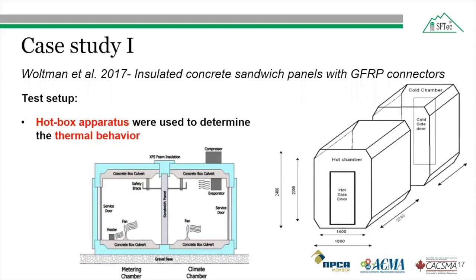Both chambers were made of precast concrete box culverts with octagonal cross section, as shown in this figure. The space between these two chambers is adjustable for various thicknesses of test panels. This sandwich panel is the test specimen used for the testing, and a circulating fan, as shown here adjacent to the heater, was used to increase the air velocity inside the hot chamber so that the air velocity was consistent across the surface of the panel.